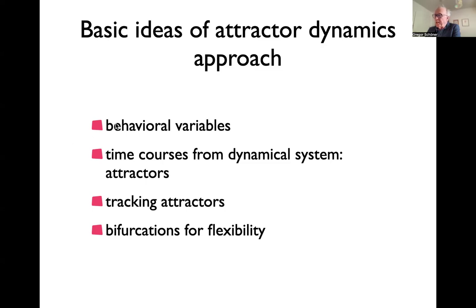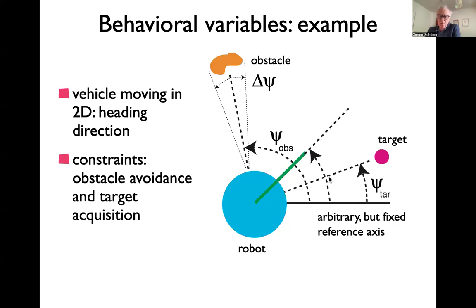So in a nutshell, these are the 4 concepts that we have. Behavioral variables, I'll say more about that in a moment. The time courses for them are generated from dynamical systems in the form of attractors, which the system tracks. That is, the attractors change as sensory information changes, and therefore the system moves with the attractors, and then bifurcations are used to make decisions and to become flexible. And very concretely, this had the 2 components that we already discussed in this simple example. There's a much more general approach that I only gave you the most elementary examples for.